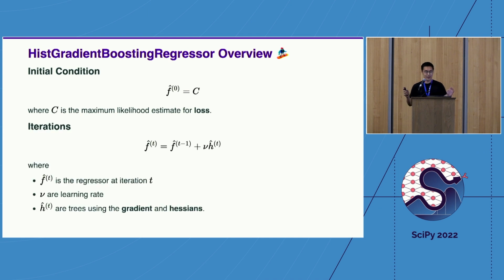Next, you do iterations, where T is the iteration number. F hats are the functions. In this case, I'm adding an H hat, which improves on the predictions of the previous iteration with a learning rate. The H hat depends on the gradients and Hessians, and these H hats are also trees. This is a very high-level overview. There's more and more details to this, but this is the overall idea. The gradients and Hessians are of the loss function, which in this case is Poisson.